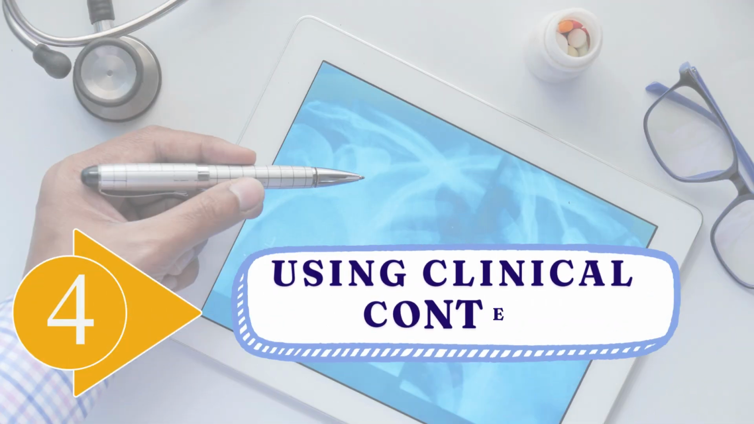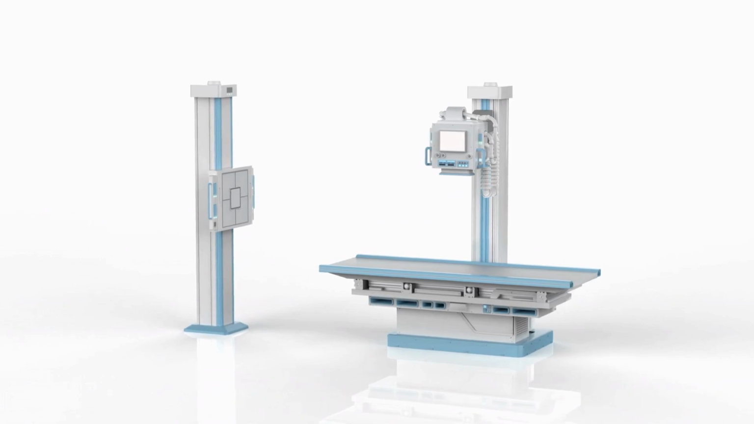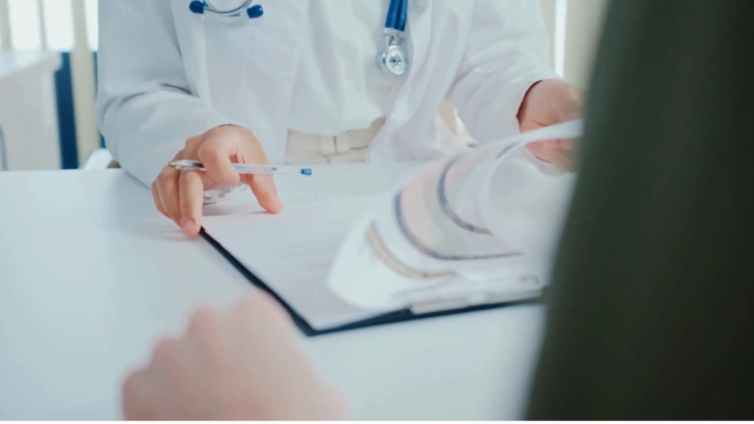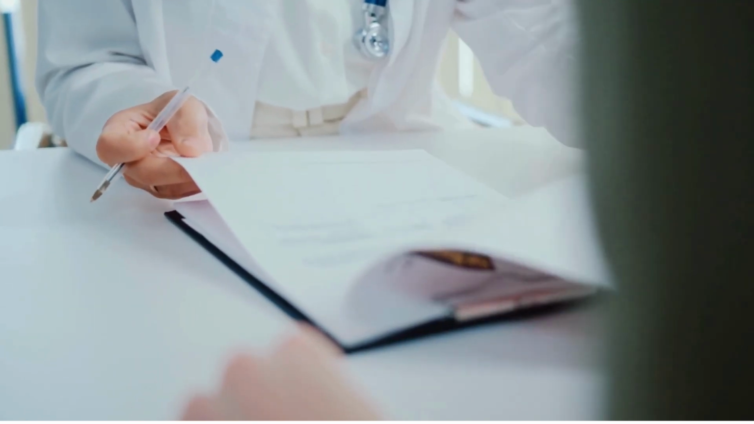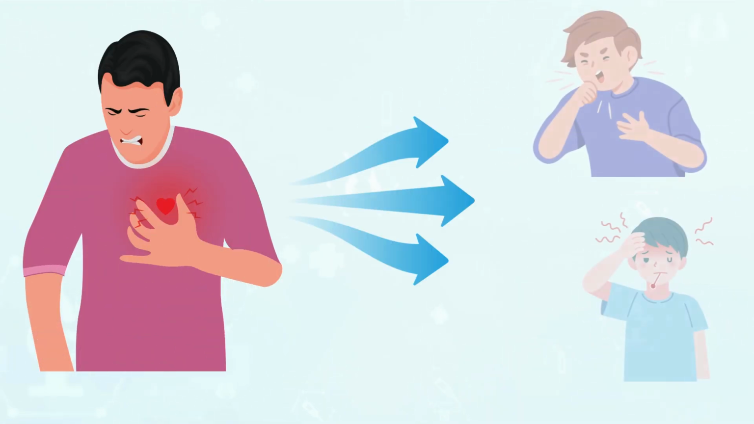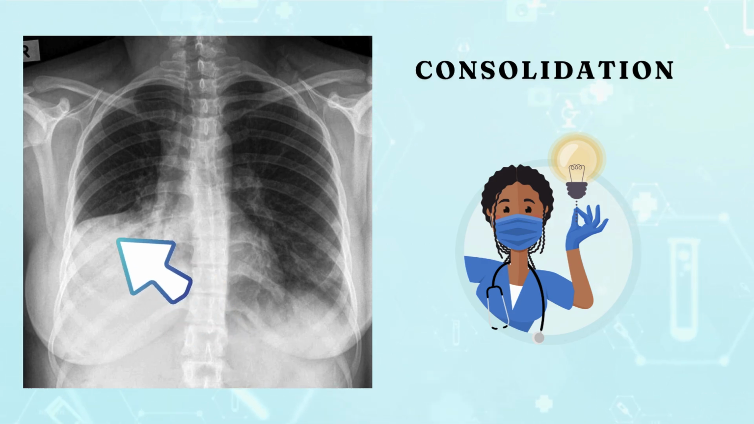Step 4. Using clinical context. Contextualizing the x-ray. Remember, a chest x-ray is just one part of the puzzle. You must always interpret it in the context of the patient's history and symptoms. For instance, if a patient presents with a cough and fever, an x-ray showing consolidation in the lung could confirm pneumonia.